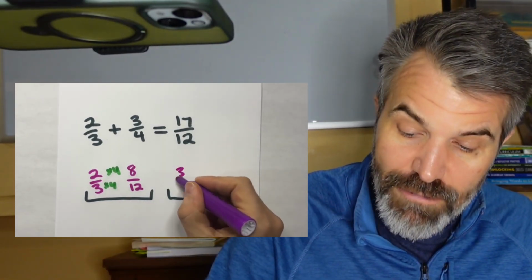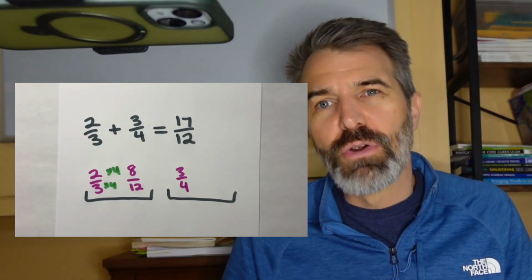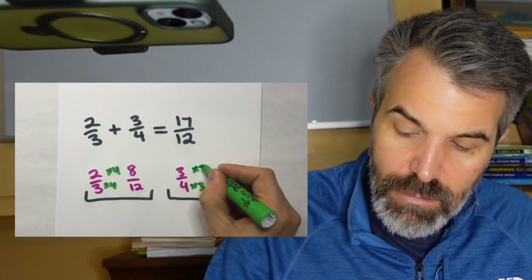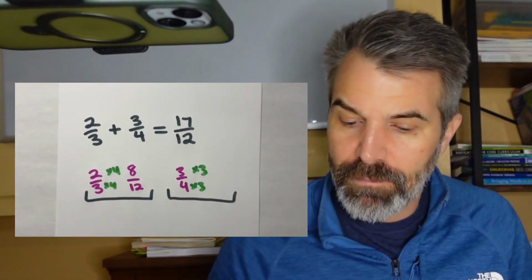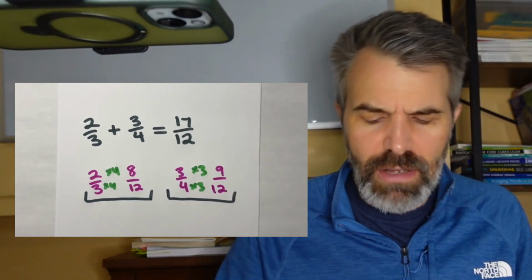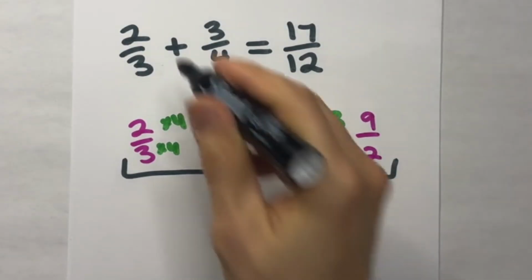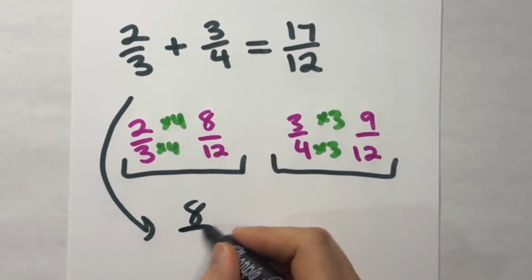And I know that 3/4, if I'm trying to change that to 12ths, because I've learned about common denominators, that's something I can do. I can say times 3, times 3. So 3 times 3 is 9, and 4 times 3 is 12. So now I really have, this all equals, 2/3 can be written as 8/12.